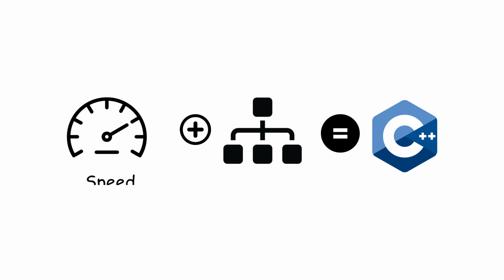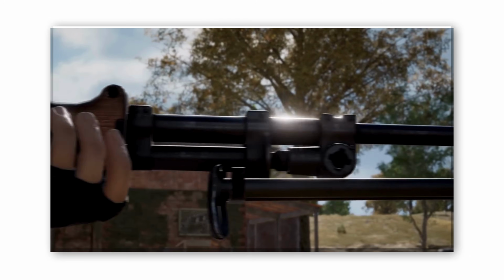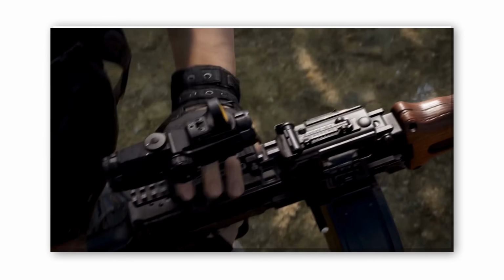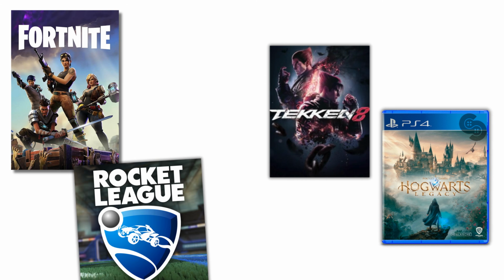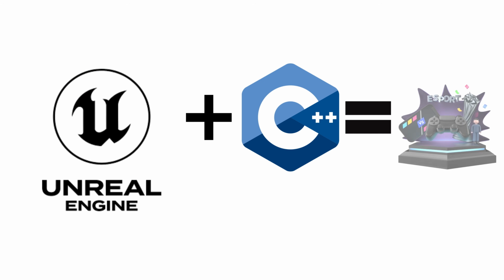That combination of speed and structure is why C++ ended up in places where performance really matters. Video games are the biggest example. A lot of graphics-heavy games run on it, including ones built with Unreal Engine, which powers a huge chunk of the gaming industry.